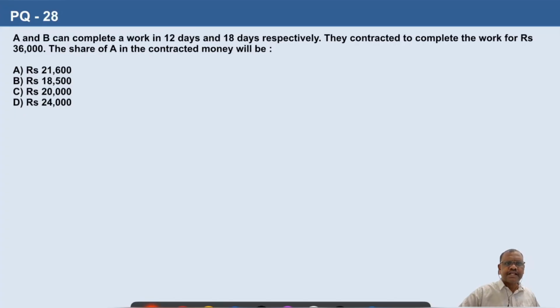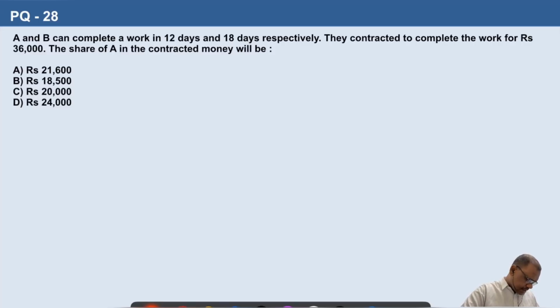Question number 28. A and B can complete a work in 12 days and 18 days respectively. They contracted to complete the work for 36,000 rupees. The share of A in the contracted money will be what? So here also they have to share the money in the ratio of their efficiencies.